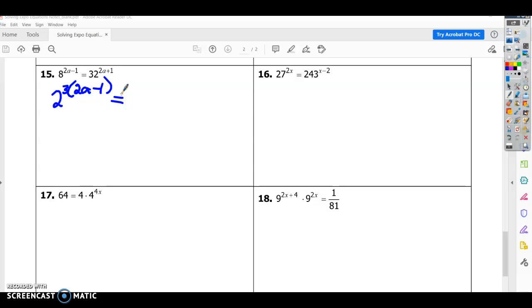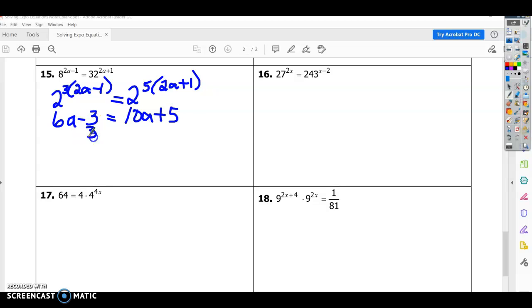And since 32 is even, we know that we can get that as a multiple of 2. So 32 is the same as 2 to the 5th. And then 2a plus 1. My bases are the same, so I can drop those. I'm going to distribute the 3 here and get 6a. 3 times negative 1 is negative 3. 5 times 2a is 10a plus 5.